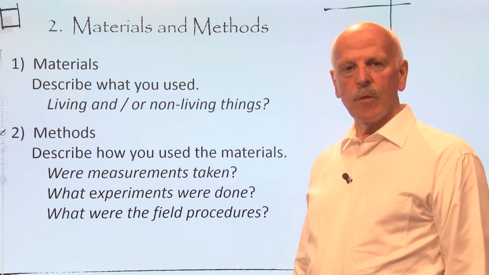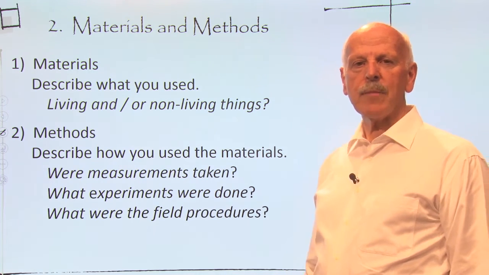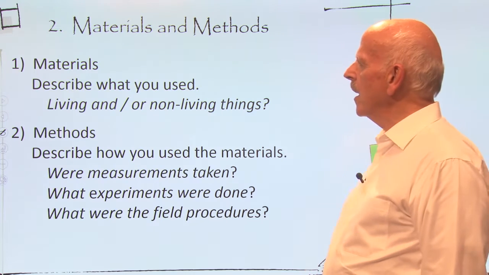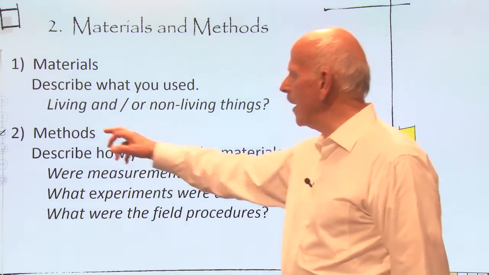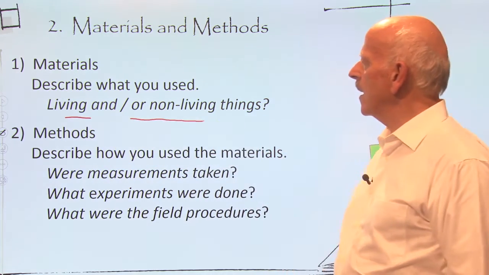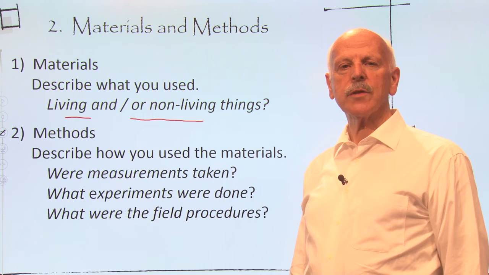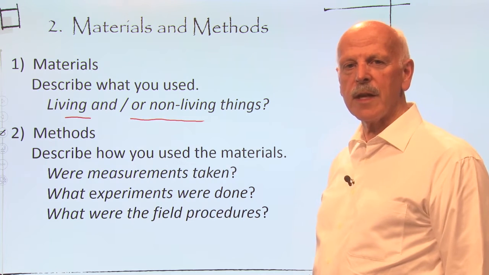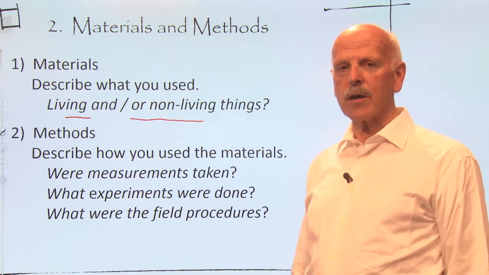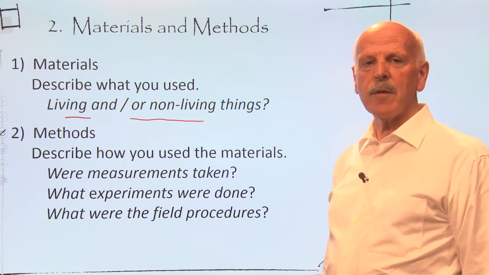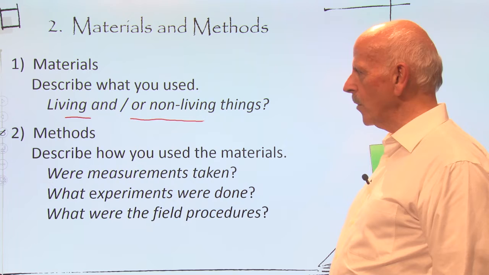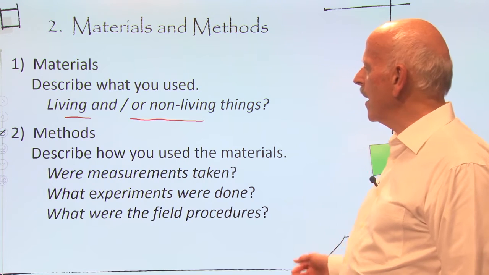Now we come to what is familiar to you perhaps as the materials and methods. The materials are either living or non-living things. Plants and animals will be included in the living things, and metals and rocks and other kinds of non-living things might be the subject of your work. We'll look at some examples in a minute.